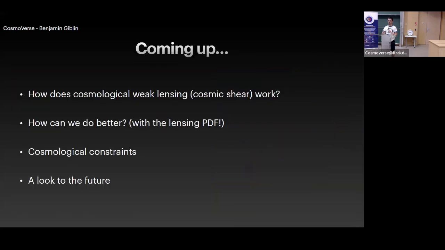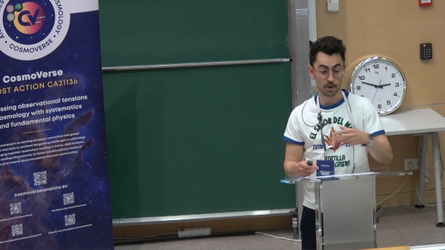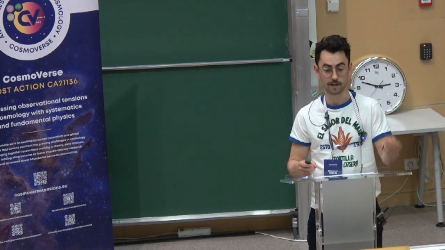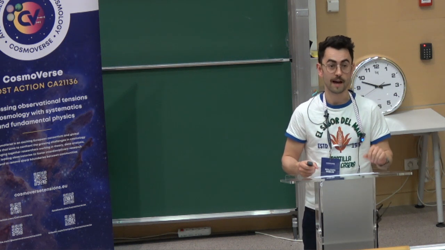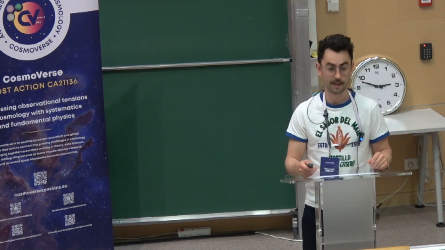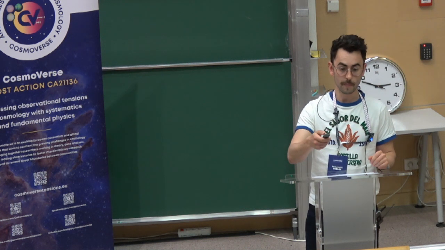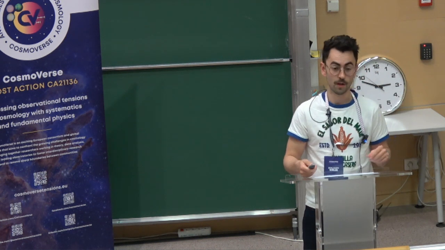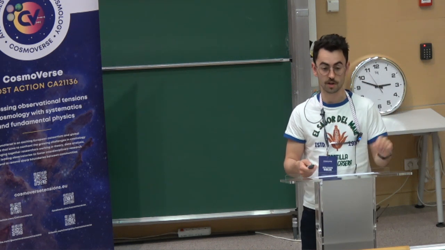So without further ado, this is what's coming up. I'll first summarize how cosmological weak lensing, also known as cosmic shear, actually works. I'll then say a bit about how we can do better and improve our cosmological constraining power. I'll then show some cosmological constraints from a new statistic called the lensing PDF that we can improve our constraining power with, and contrast that with the constraints you get from more conventional lensing statistics, and then take a look to the future.